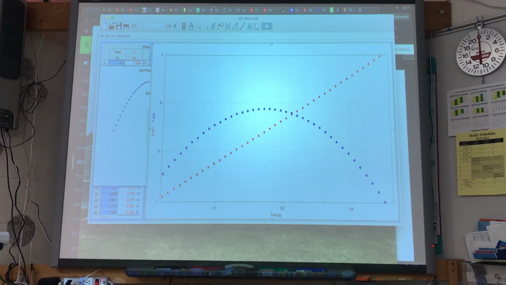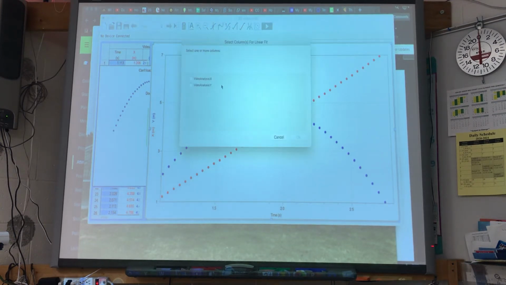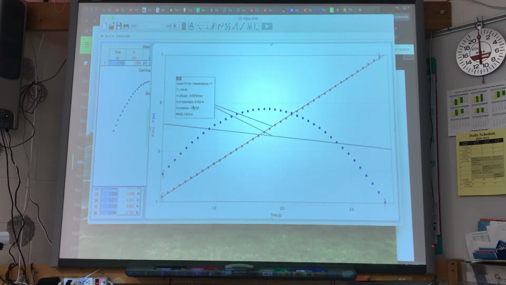A position versus time graph. These are position versus time graphs. It's a position versus time graph in the X direction, red, and a position versus time graph for the blue, in the Y direction. The slope, hopefully you remember this, the slope of a position versus time graph gives us the velocity of that object. So if we look at the red line, we can even put in a linear regression line to say, how well does that line actually match?